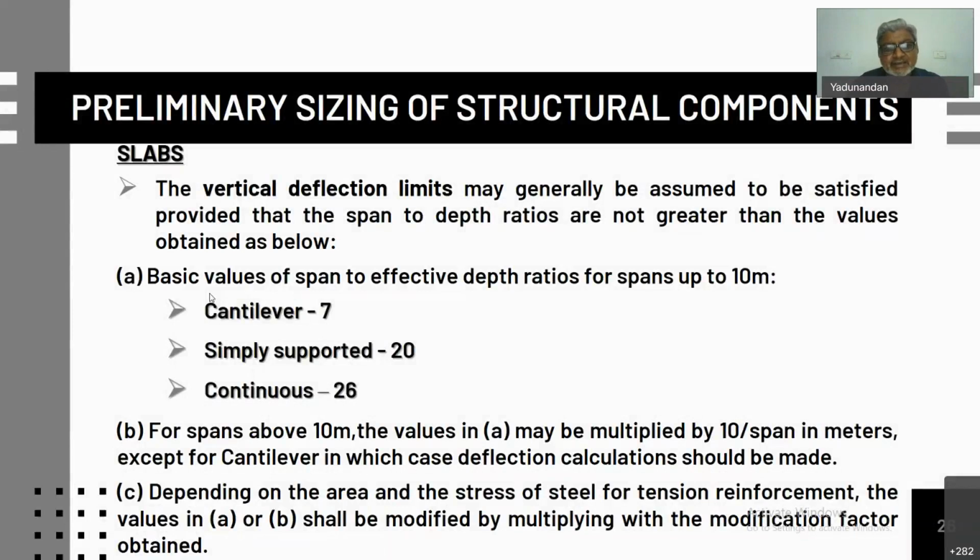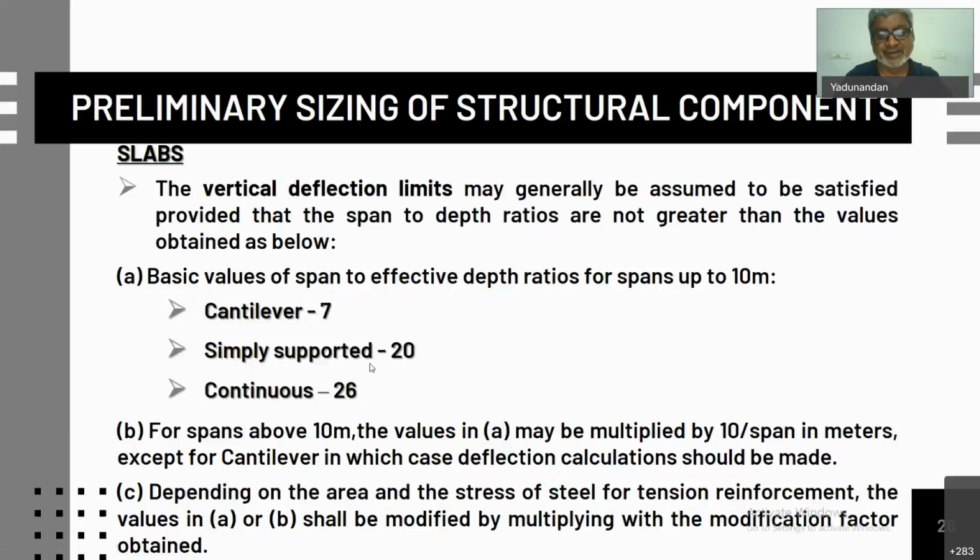Let's see. For the slabs, in Indian standard codes, you get the span to depth ratios. Knowing the effective span of the slab, it is possible for us to fix up the depth of the slab on the span to depth ratio basis. For a cantilever, we take the span to depth ratio as 7, so depth is 1/7 of the span. It has to be that much, not less than that. Similarly, for a simply supported slab, it is 1/20th. For a continuous slab, it's 1/26th. So these L by D ratios of 7, 20, and 26 are starting points for the thickness of the slab.